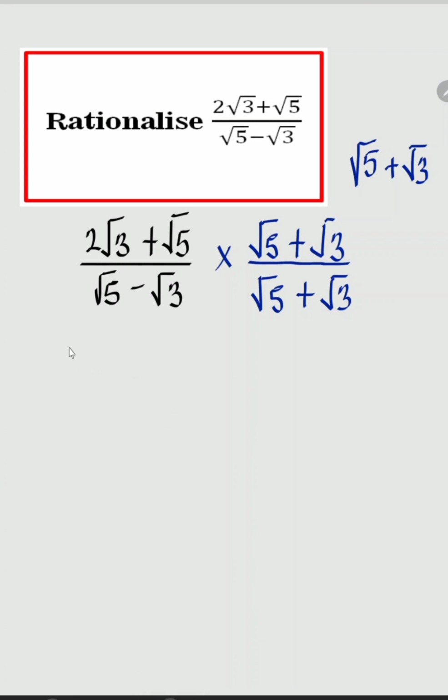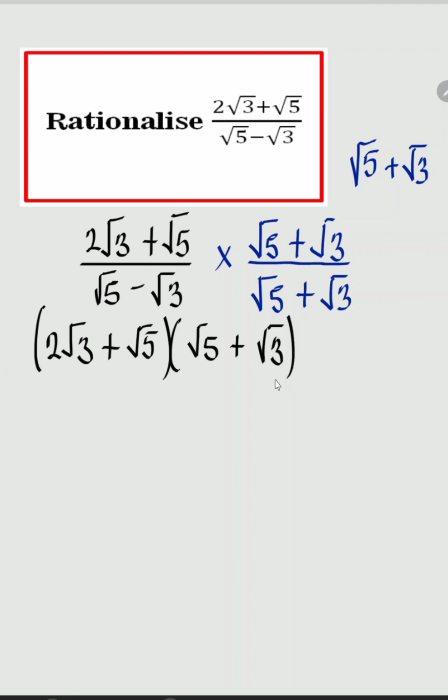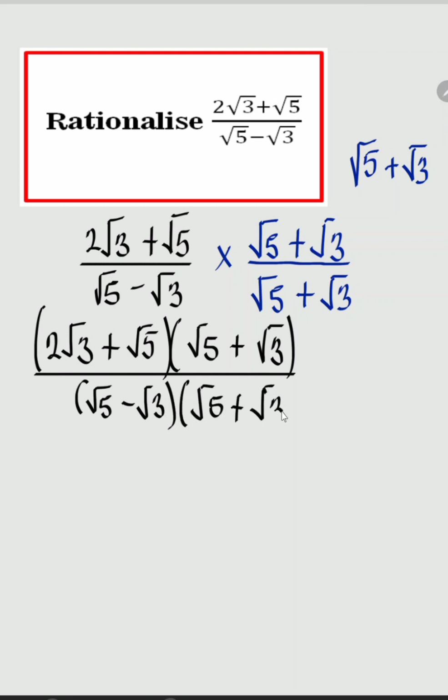Now let's expand this together. So we have 2 root 3 plus root 5 is going to multiply root 5 plus root 3, all over the same way. We use the denominator, root 5 minus root 3, is going to multiply another root 5 plus root 3. Okay, now let's see how this goes, and one after the other we shall multiply them.